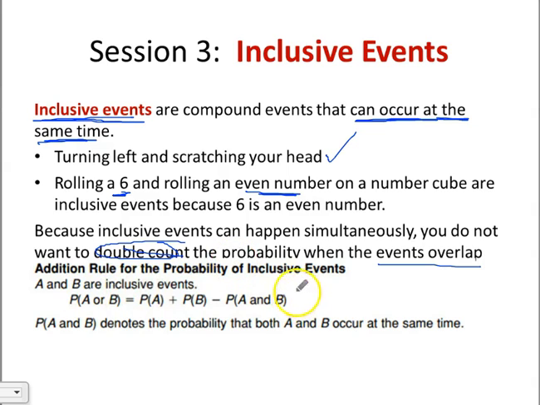So that means our formula to find the probability of event A or B happening when they are inclusive events is first we're going to do the same thing that we did with mutually exclusive events, where we will add the probability of event A occurring with the probability of event B occurring, but then we're going to subtract where they overlap. We're going to subtract the overlap where both A and B occur at the same time.